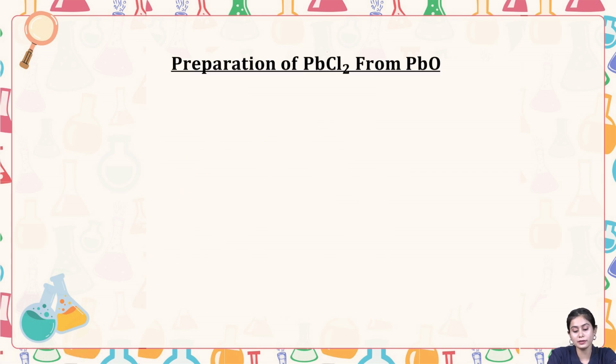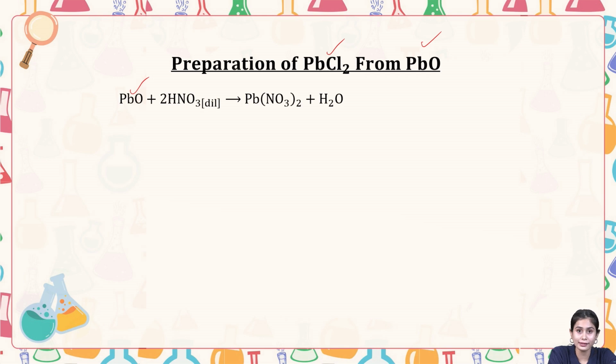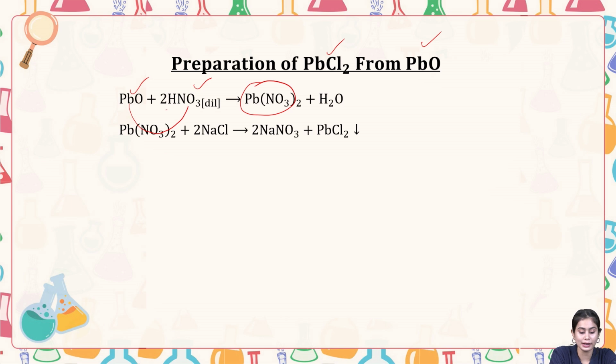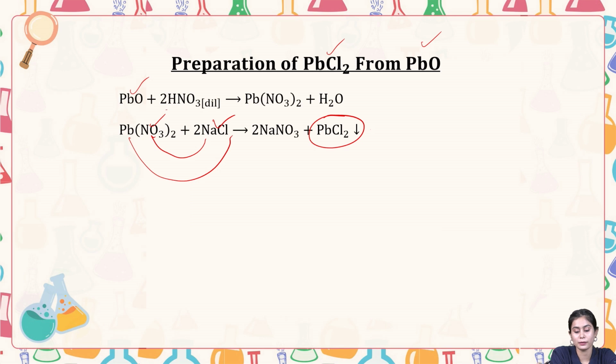Preparation of PbCl2 from PbO. So you need to form the salt lead chloride from your lead oxide, the base. Forming salt from the base, remember that. So oxide will react with acid. Pb will always form what? Lead nitrate, the very common salt, and your H2O. Then what will happen? Take the lead nitrate again and react it with what? This salt reacts with another salt, NaCl. And what will form? NaNO3 and your PbCl2 as the precipitate.